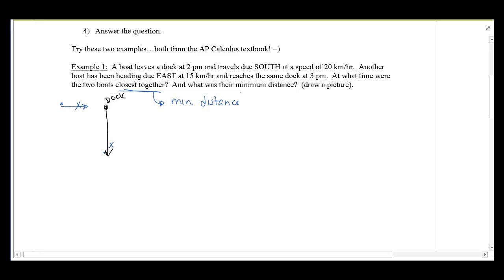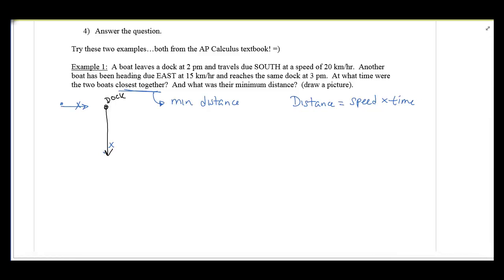Come on, all you physics people. What do you know about distance, speed, and time? Yes, distance, of course, equals speed times time. So I guess the question now I have for you is, how do I describe the distance that each one of these boats has traveled?